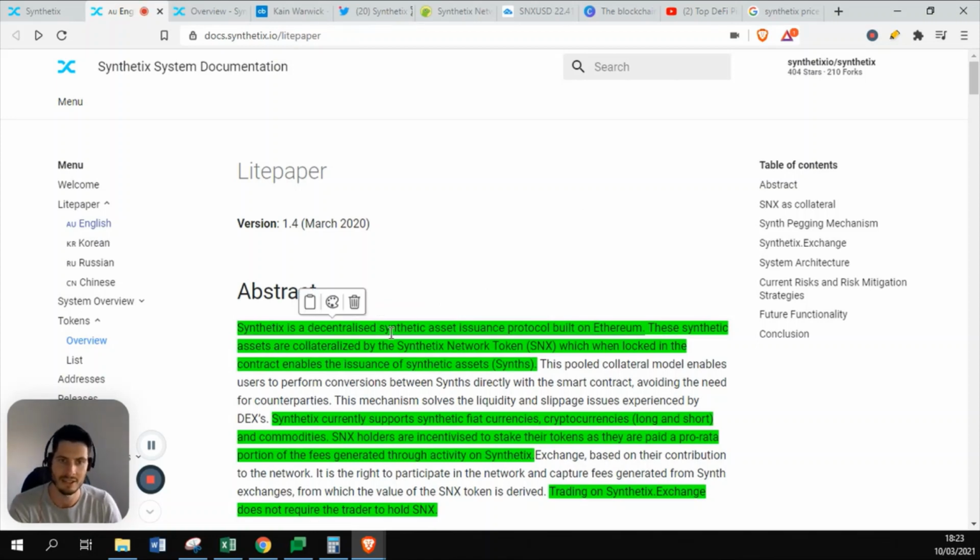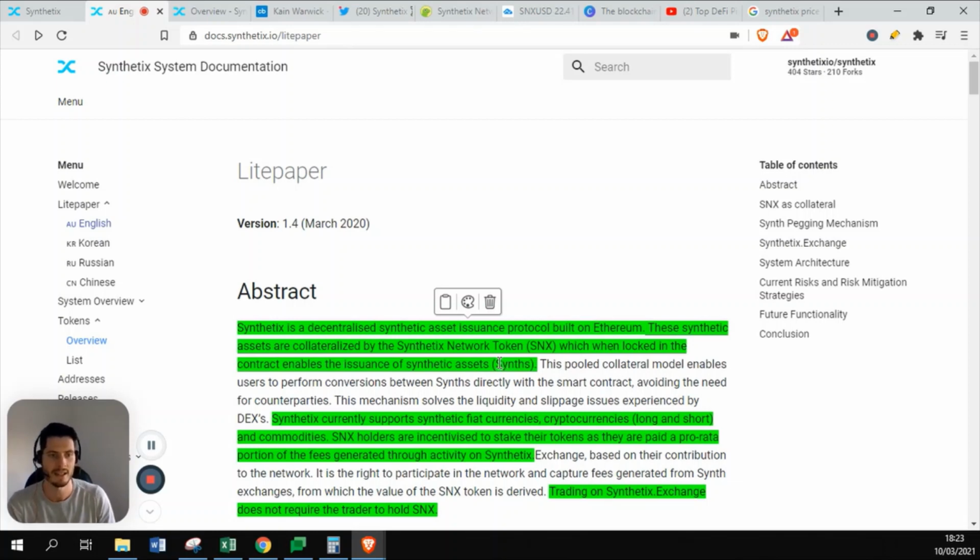Synthetix is a decentralized synthetic asset issuance protocol built on Ethereum. So as I just explained, you can trade cryptocurrencies here, but you can also create real world assets that are backed. These Synthetix assets are collateralized by the Synthetix Network Token, so that's their own token, which when locked in contract enables the issuance of synthetic assets, synths.